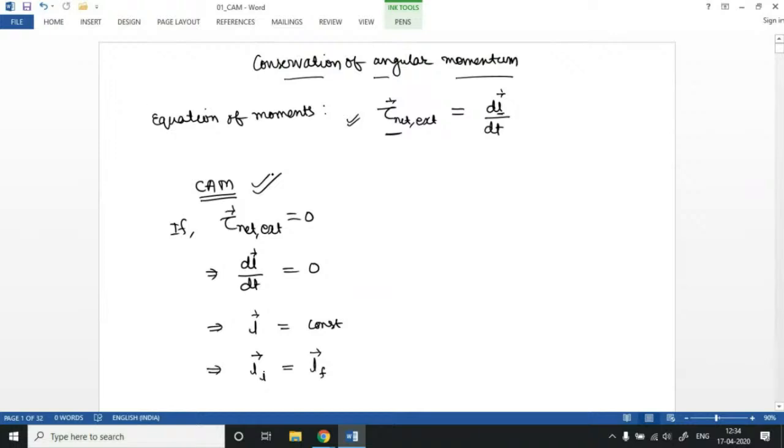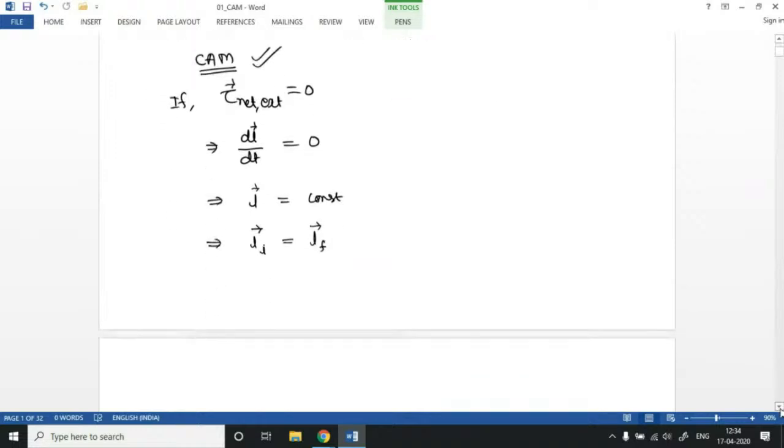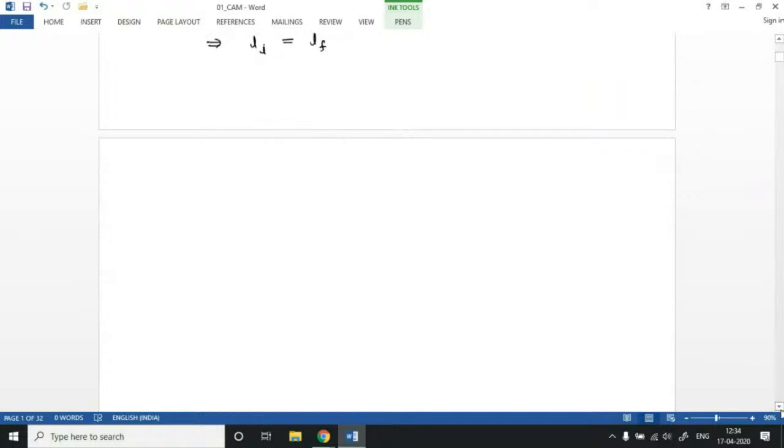But before applying conservation of angular momentum, we must make sure that about the axis for which we are applying it, the net external torque must be equal to 0. Otherwise, this will not be applicable. So this is the principle of conservation of angular momentum, and that was the theory. Now let's move on to some simple questions.